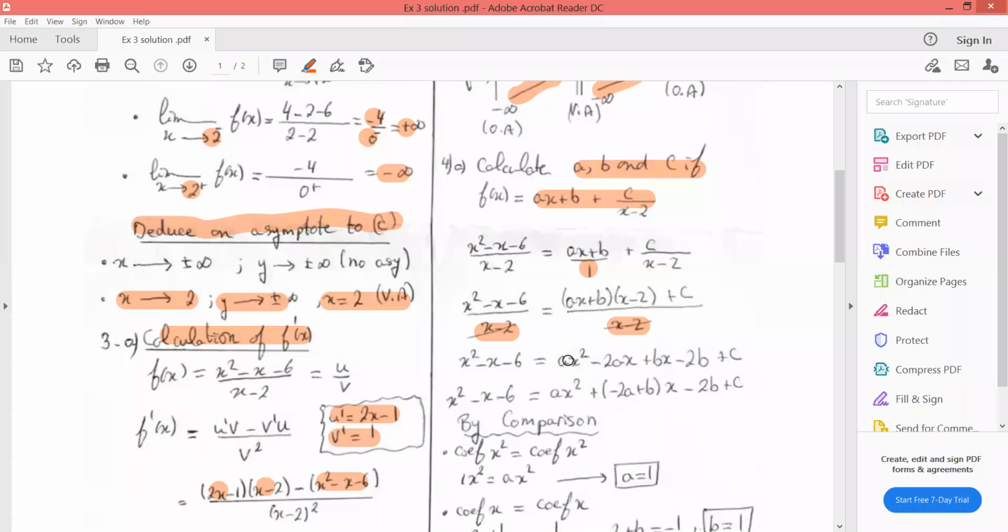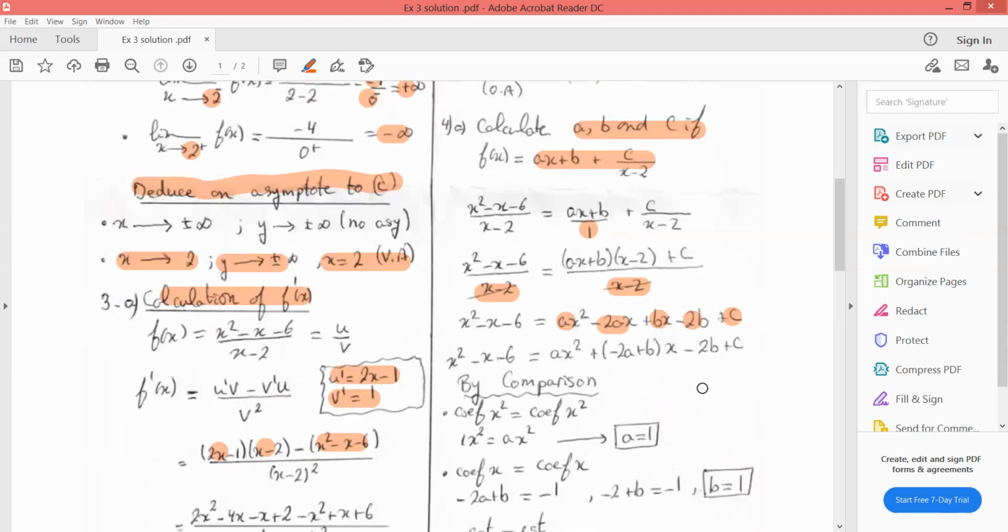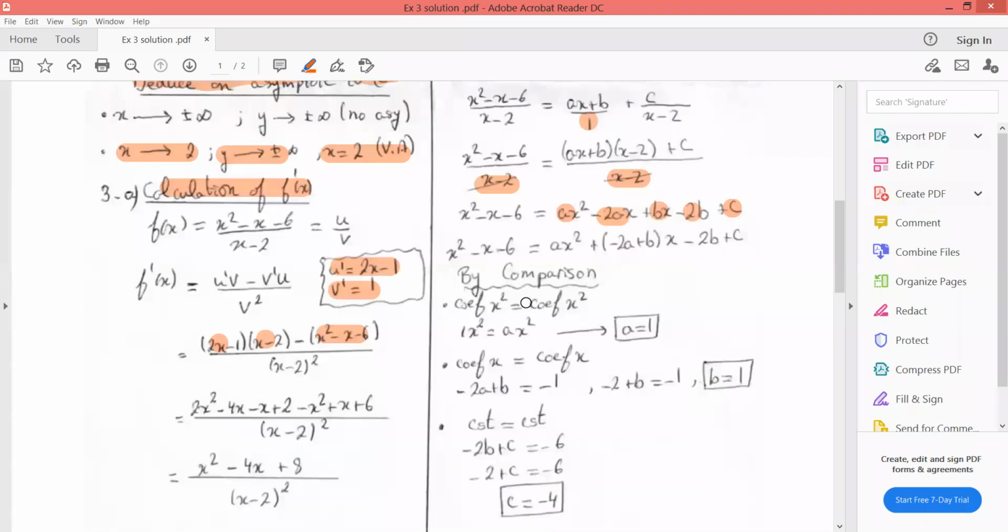We expand: ax squared, ax times minus 2 is minus 2ax, plus bx, b times x, minus 2b plus c. Here we have ax squared, and for these terms I take x common. It is better to take x, not minus. We get minus 2a plus b, then minus 2b plus c. By comparing the coefficient of x squared on the two sides.